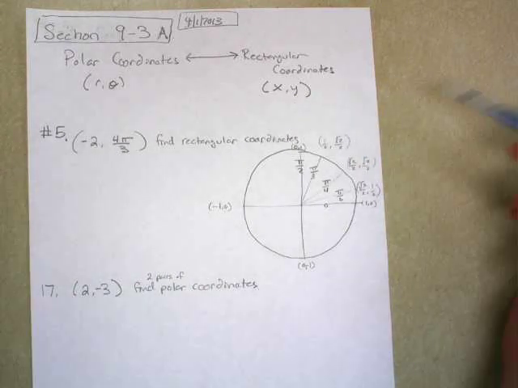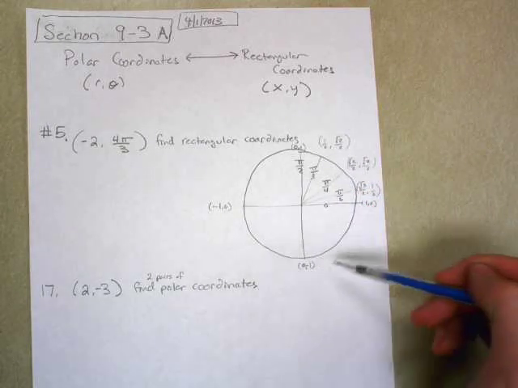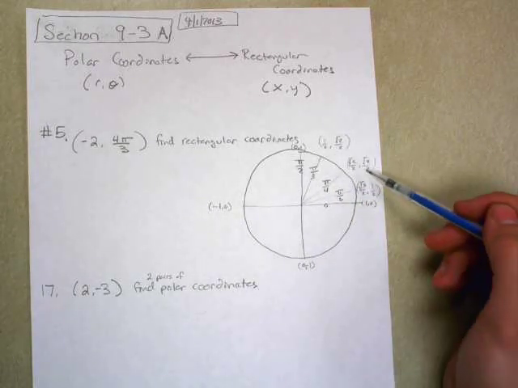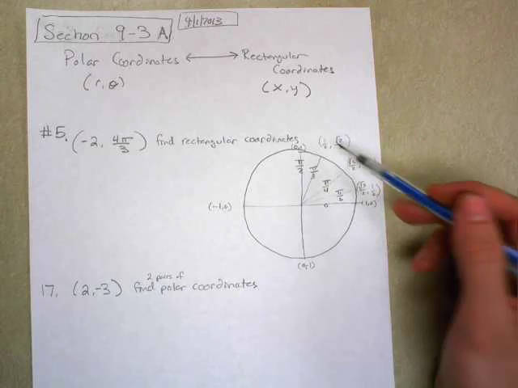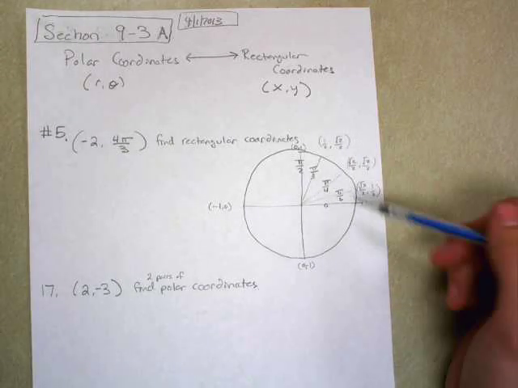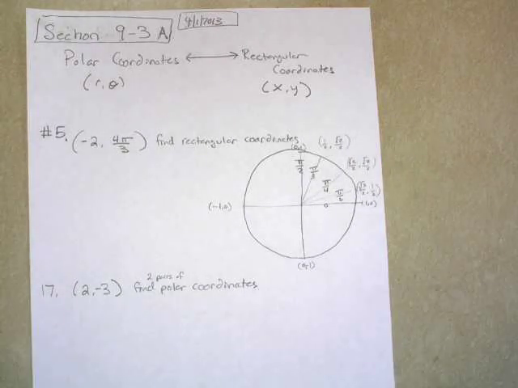To start out here, I drew ahead of time a small unit circle just giving us a couple of the values. So when we look for cosine of a certain angle, we'll have it already here. So number 5, we're given -2, 4 pi over 3. We want to find the rectangular coordinates.